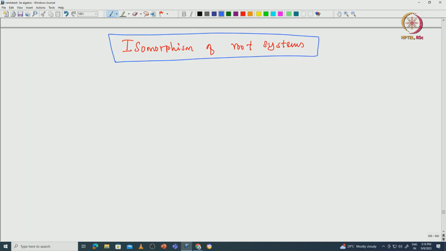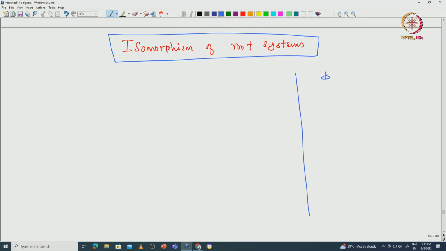Welcome back everyone. In this lecture we will continue to see some basic properties of root systems. In particular, we will try to classify the rank 1 and rank 2 root systems. Before that, let me first introduce what is called the isomorphism of root systems. So, let us first recall the definition of root systems.